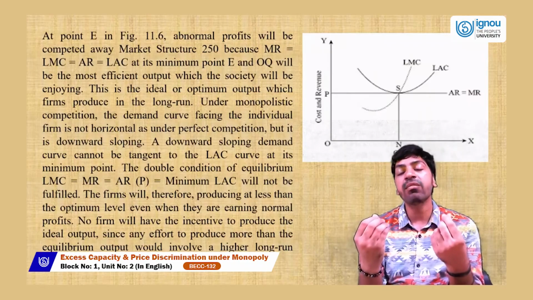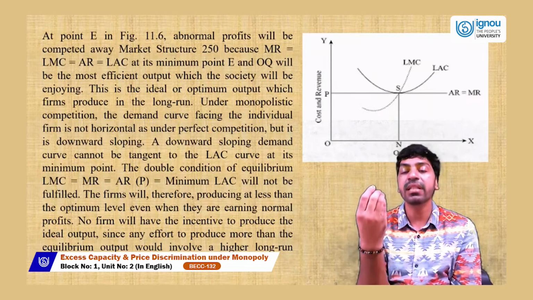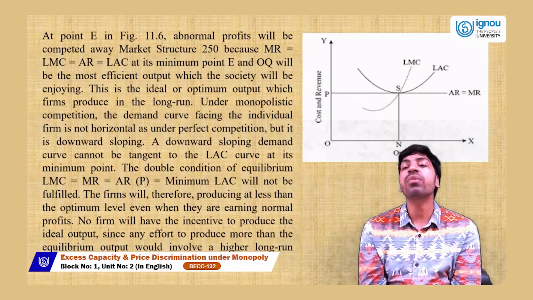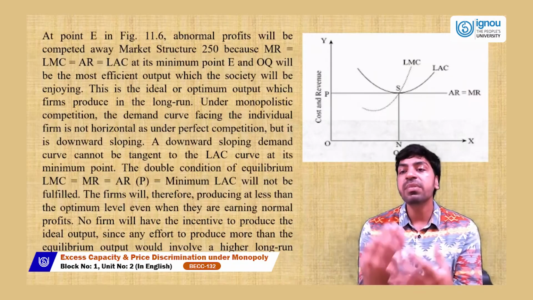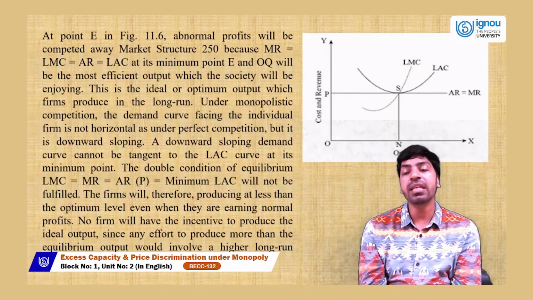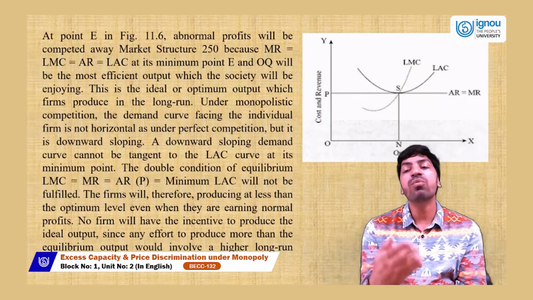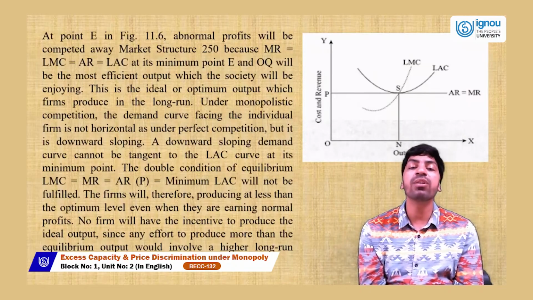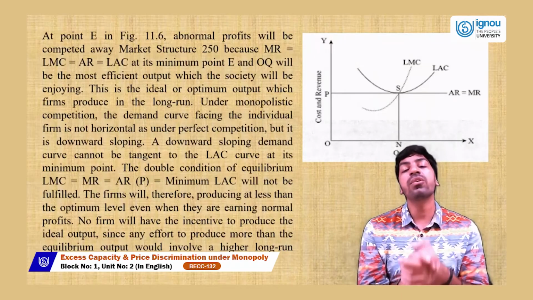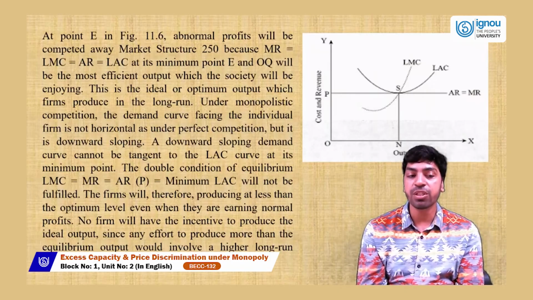So the point where the firm achieves equilibrium, normally called E but shown as S in this diagram, is where the LMC and LAC cut each other and are tangent to both curves, average revenue and marginal revenue, which satisfies the two equilibrium conditions under monopolistic competition.